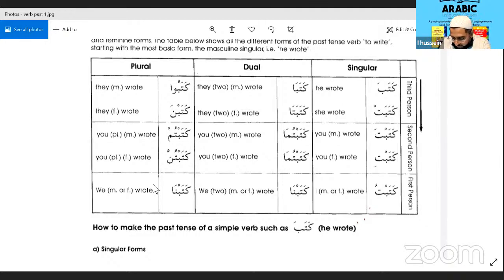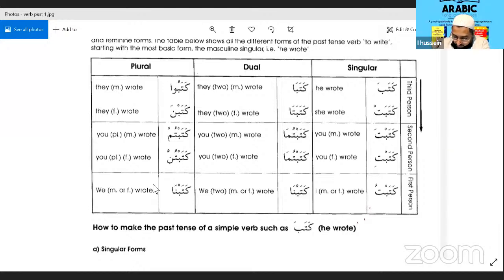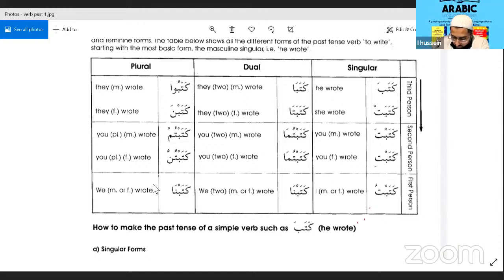I want to give you the verb taraka. Taraka means he left. Taraka, taraka, taraku, tarakat, tarakta, tarakna. Tarakta, taraktuma, taraktum, tarakti, taraktuma, taraktunna. Taraktu, tarakna. Excellent. Brilliant.